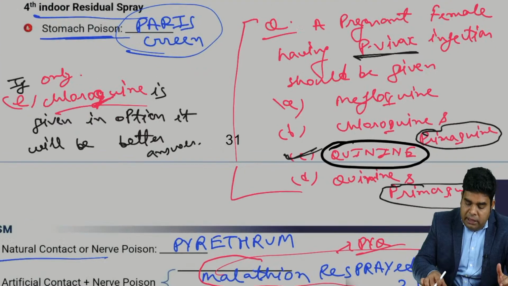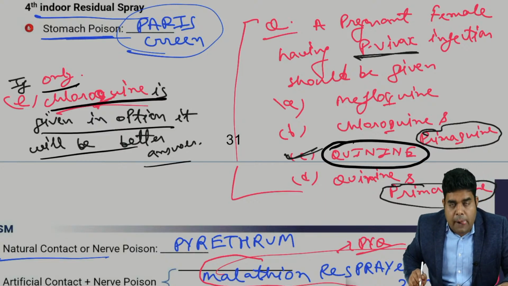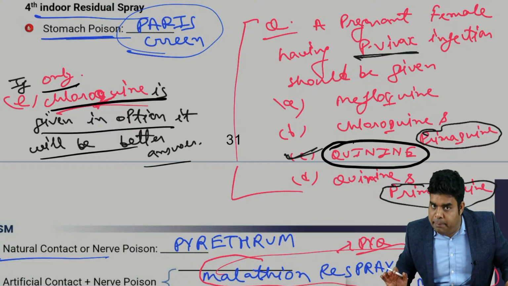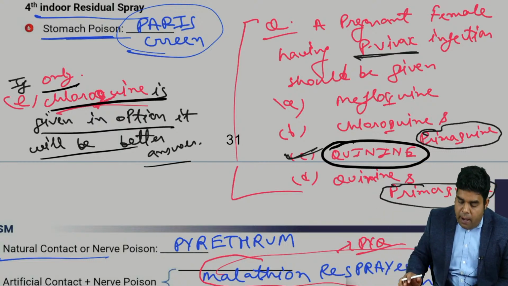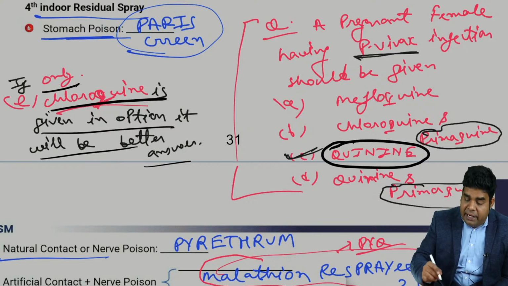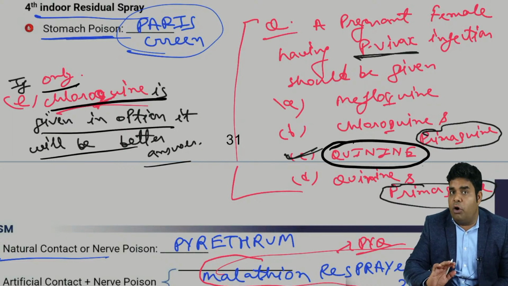But in the option, if chloroquine is also given, that will be the best answer. So if NAL in pregnant came, we can give chloroquine as the best answer. If chloroquine is not in the options, then we will go to quinine. But we will never go to artesunate. If they ask, pregnant female develops falciparum, the answer will be quinine for sure.